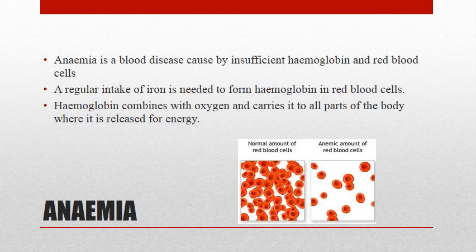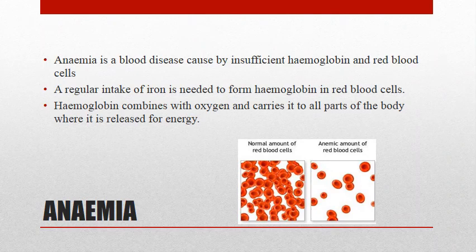The first disorder of undernutrition we're looking at is anemia. So it's a blood disorder which is caused by not having enough hemoglobin or red blood cells. So you can have a look just in the picture there. In a normal person, the amount of red blood cells is on the left, so there's quite a few, but in an anemic person, the amount of red blood cells is actually quite reduced.